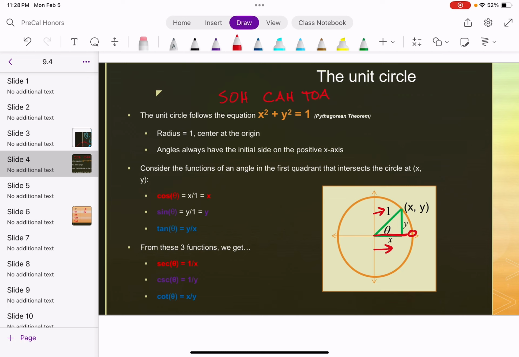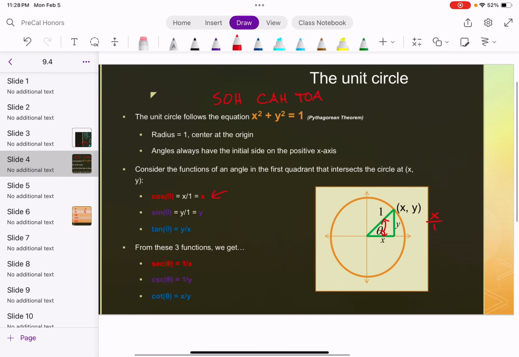Now, as we start working with our sine, cosine, and tangent, what we're ultimately looking at is what is coming out of our SOHCAHTOA. So for example, if we were to start with cosine for this problem, cosine is adjacent over hypotenuse. Adjacent would be x over hypotenuse, which is 1. So x over 1 for your cosine, which you can see x over 1 is the same thing as saying x.